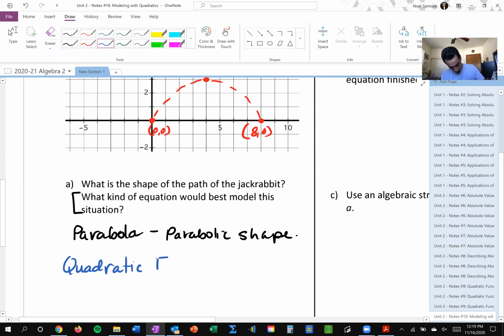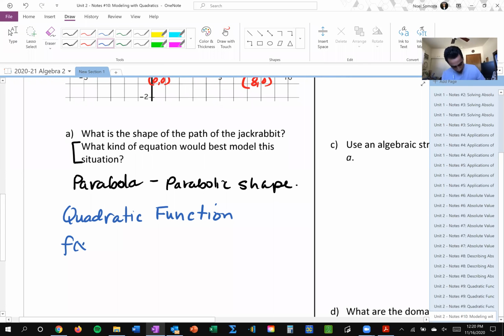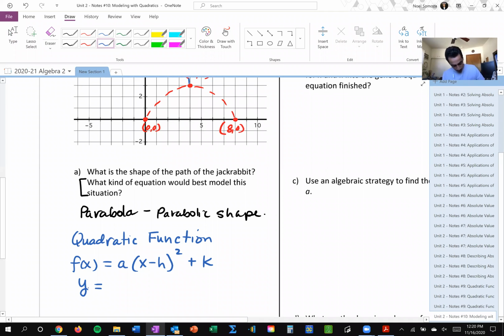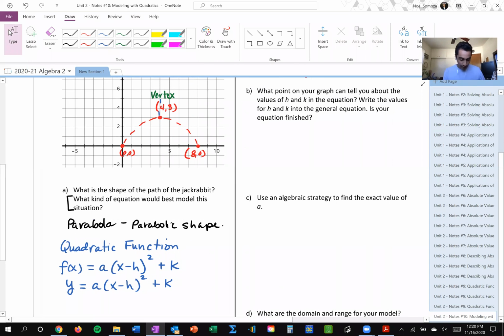So what we're going to do here is bring back the general quadratic function. The quadratic function is f of x is equal to a times x minus h squared plus k. Or, sometimes it's easier when we work with it just as y equals a times x minus h squared plus k. All right, so we know that it's parabolic, so we're going to use the quadratic function in general form, because we need to ultimately build this function by plugging in what we know about h, what we know about k, and what we know about a.